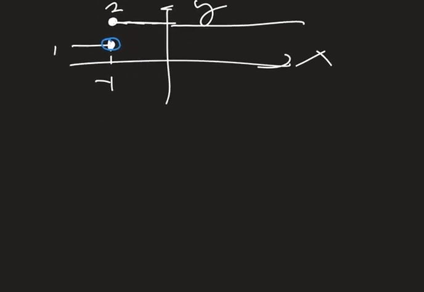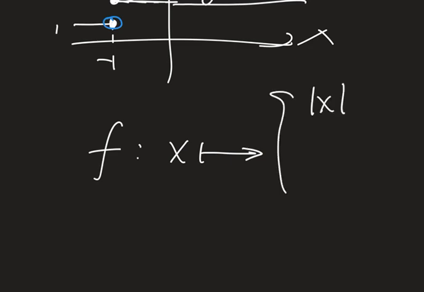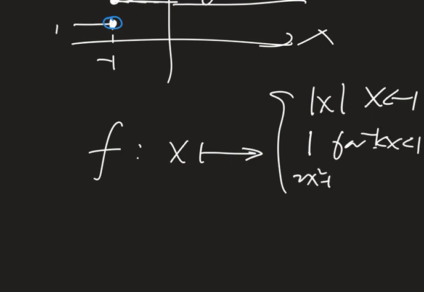So let's look at one example. f maps x to the absolute value of x when x is less than -1, to 1 for x between -1 and 1, and to 2x² + 1 when x is bigger than 1. Okay, let's draw this thing.